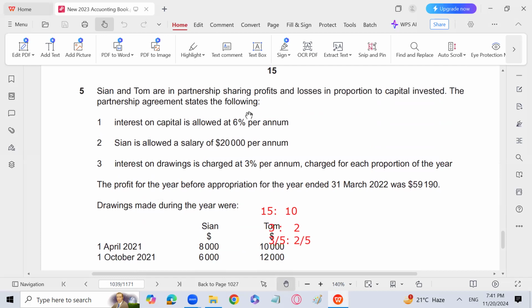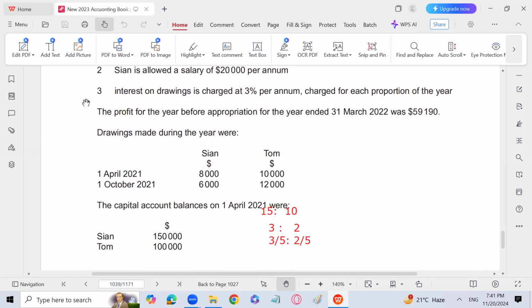The partnership agreement states the following: interest on capital is allowed at 6% per annum. Sam is allowed a salary of 20,000 per annum because he is providing services. Interest on drawing is charged at 3% per annum, charged for each proportion of the year. This is the important point. Charged for each proportion of the year. If you just look at the question, you will see that proportion of the year means that drawings made during the year were given in some proportion.